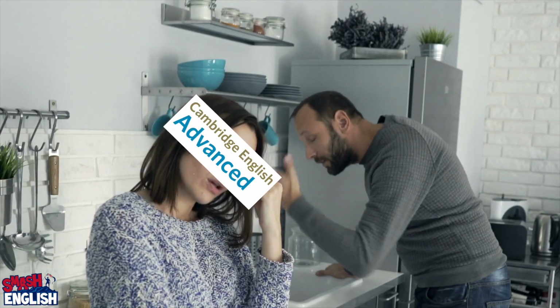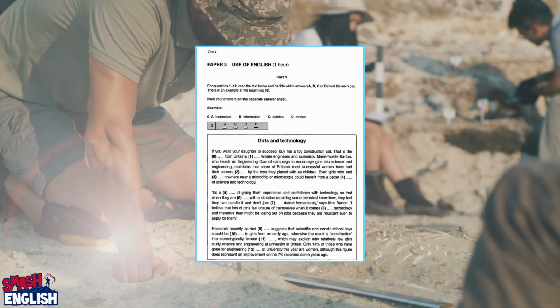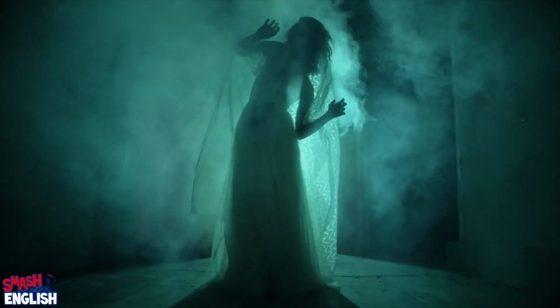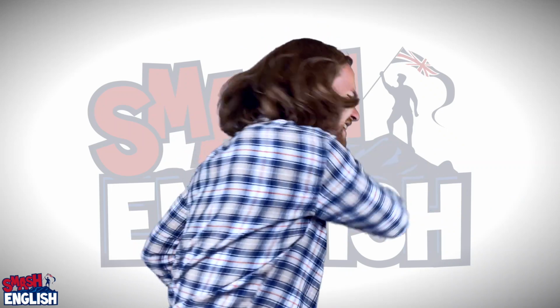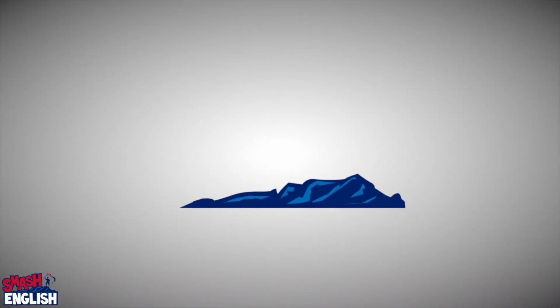No, it wasn't. Prior to 2015, the use of English section was an entirely separate paper, and it had another exercise that no longer exists. Oh my gosh, the excitement is killing me. Tell me, Toby, what is it? My name is Toby, this is Smash English, and here is a super secret C1 Advanced exam exercise that no longer exists.